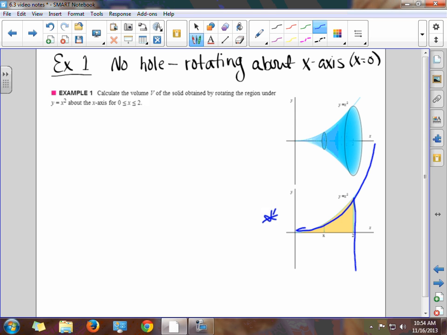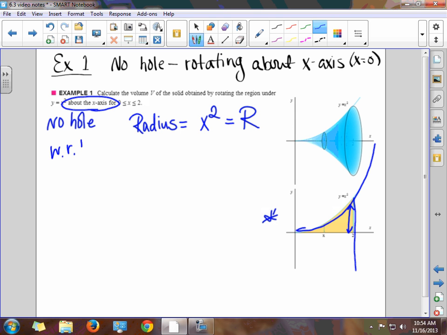Since my radius is just going to be the distance between my curve and the x-axis, my function that models my radius is just going to be x squared. So this is going to be equal to r. And then I ask myself, is there a hole? And there's no hole. Am I integrating with respect to x or with respect to y? They tell me I'm rotating about the x-axis, which means I'm integrating with respect to x. And then they give me my bounds. So my bounds are going to be 0 to 2.